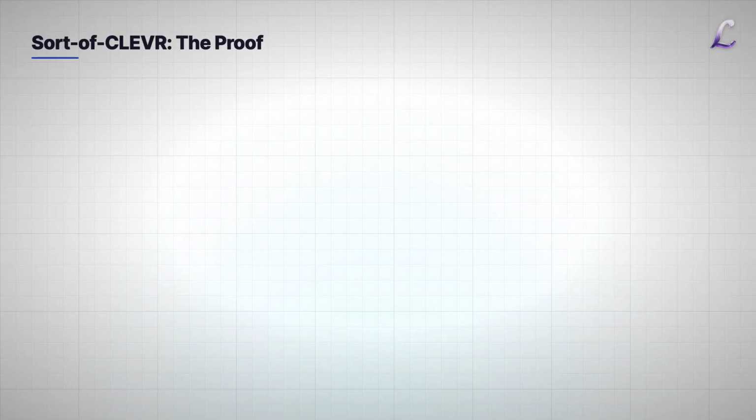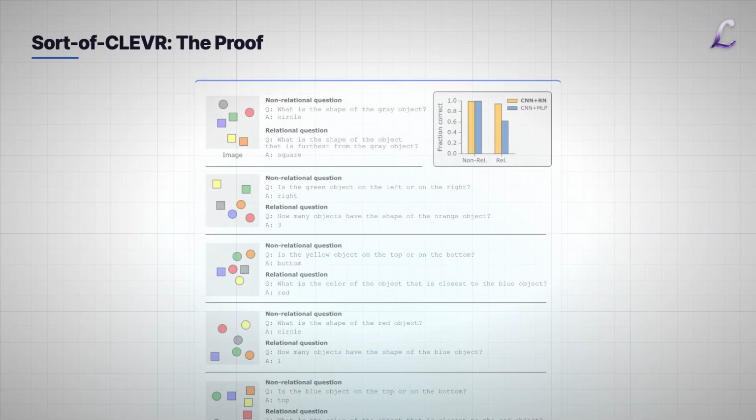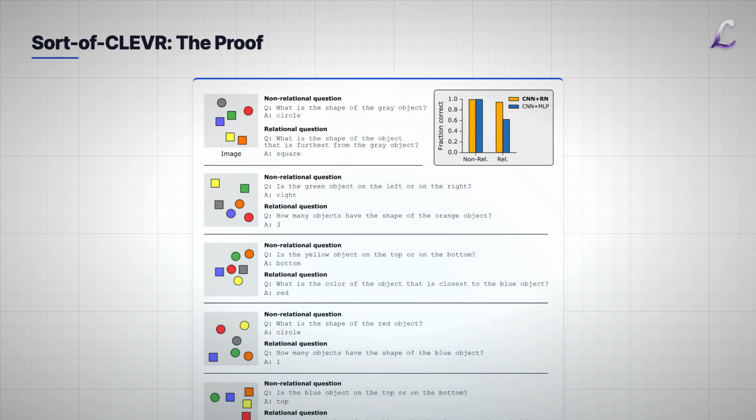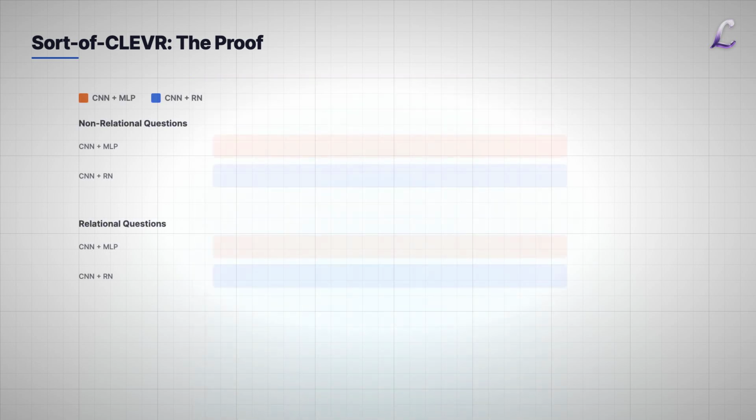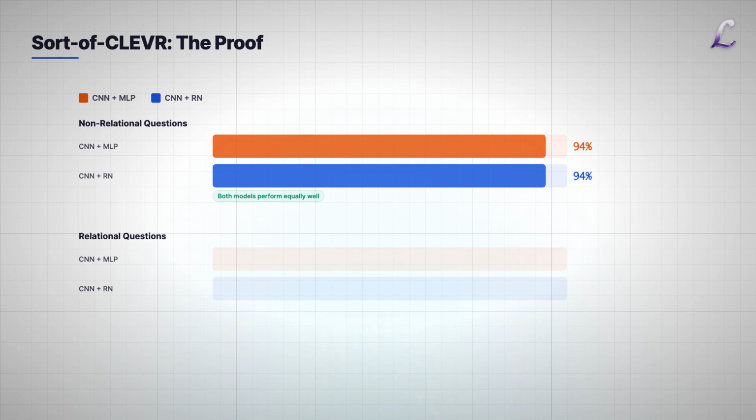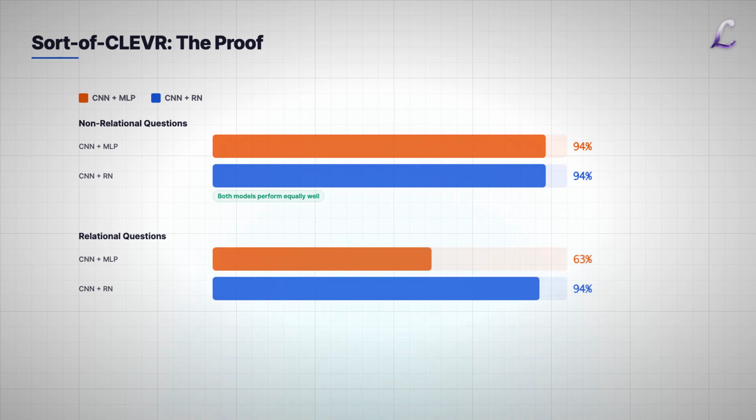To prove this architecture is what makes the difference, the authors created Sort-of-CLEVR, a simple 2D dataset where they could mathematically separate relational questions from non-relational ones. The results were stark. On questions like, what color is the object, standard CNNs did fine. But on relational questions like, what is the shape of the object furthest from the gray one, standard CNNs crashed, scoring only 63%. The relation network hit 94%. It proved that the capacity for reasoning isn't just about size, it's about structure.